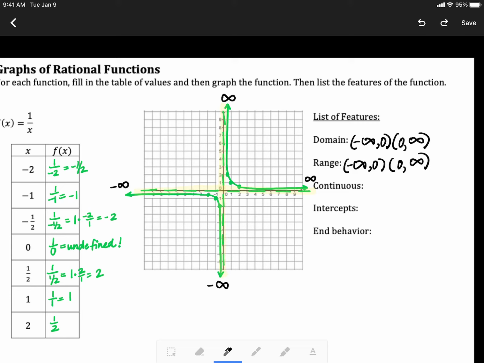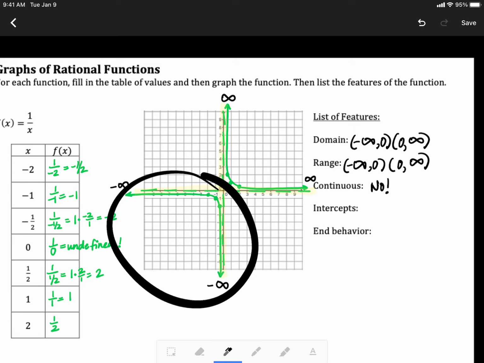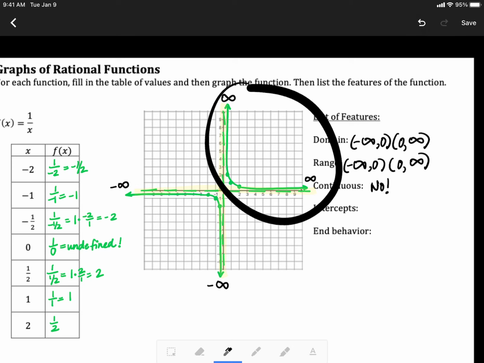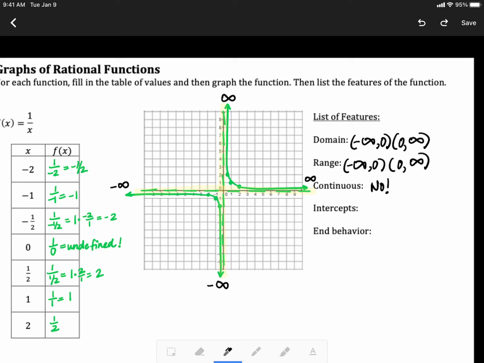So is this function continuous? No, it's not continuous. It's got these big asymptotes right through the middle, which cause it to stop, to break. That's why it almost looks like two separate functions. It looks like this function over here in the third quadrant, and then a separate function up here in the first quadrant. Don't be fooled. This is still just one function. It's just broken right in the middle.